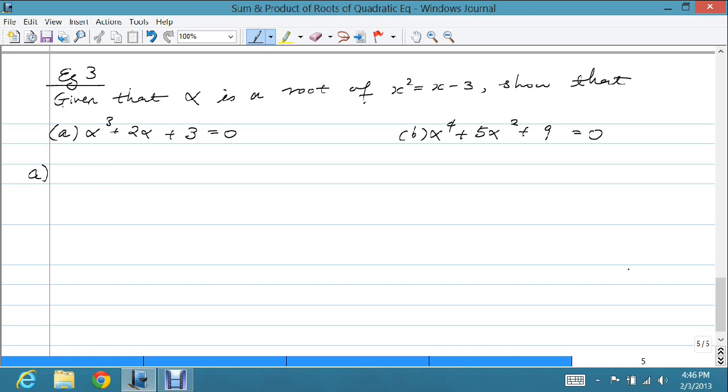Since alpha is a root of this equation, obviously it satisfies alpha squared equals alpha minus 3 by substituting inside. So how could I make use of this to help me form the new equation in A? If I multiply both sides by alpha, I'll get alpha cubed equals alpha squared minus 3 alpha. Why do I want to do that? Because I have an alpha cubed and I want to make it appear.